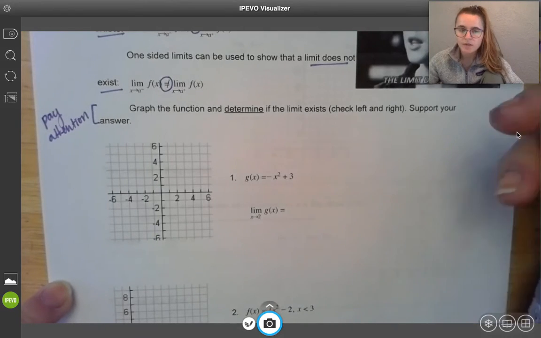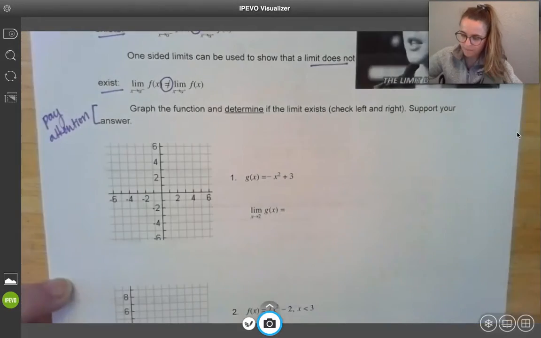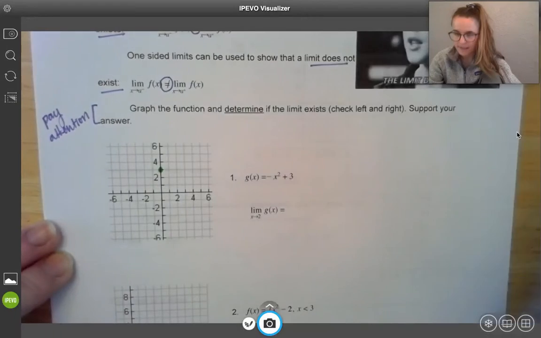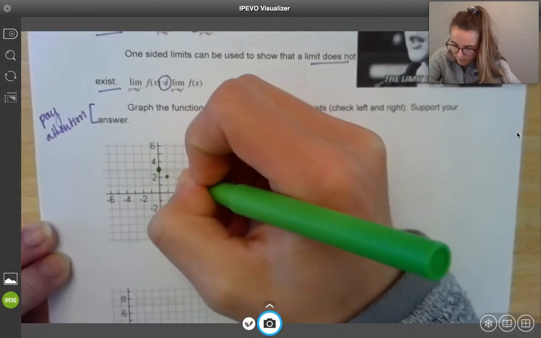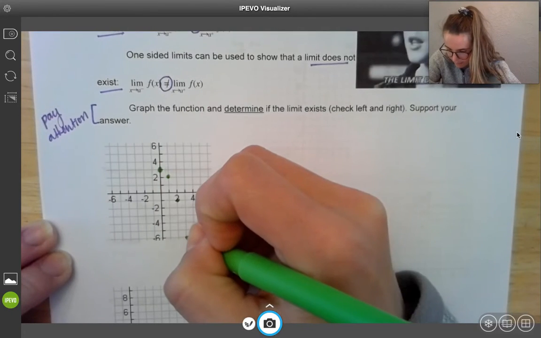I know what x squared looks like. There's no shifts or anything. So I'm going to go up 3. Graph it in green, just to be fun. Up 3, and then it's upside down because it's negative. I'm just going to follow that pattern there. And we have 3, 9.